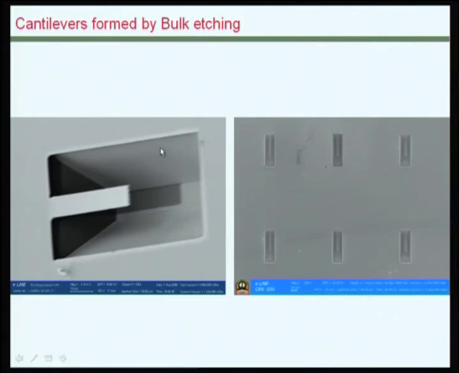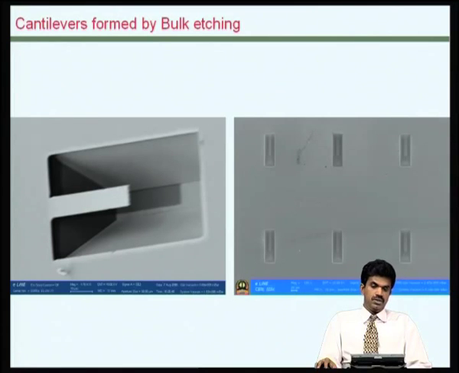So, what is critical is that these edges are aligned with respect to the 110 directions on the surface of the silicon wafer. So, this gives you one significant reason in aligning the geometries with respect to the crystal orientation of the silicon wafer.